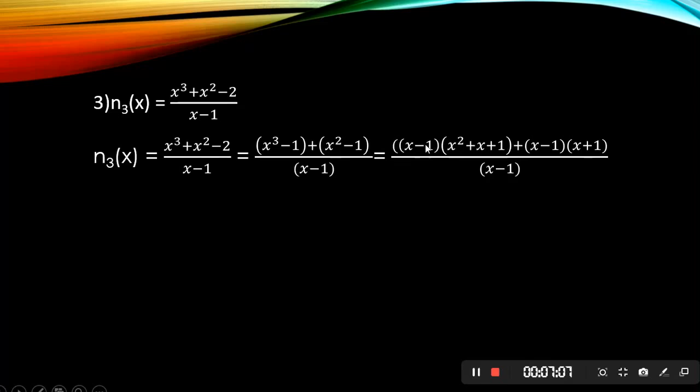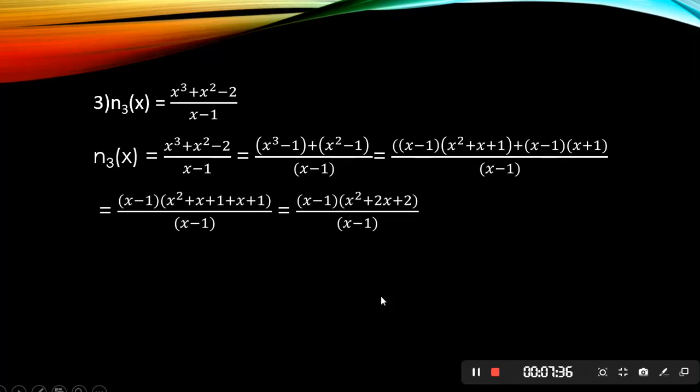Plus, this can be factorized with the difference between two squares, which gives me two brackets, x minus 1 and x plus 1. Down, x minus 1 as it is. Then, look at this: I have x minus 1 times x power 2 plus x plus 1, plus x minus 1 times x plus 1. I have here a common factor. Can you see it? Yes, x minus 1 is a common factor.